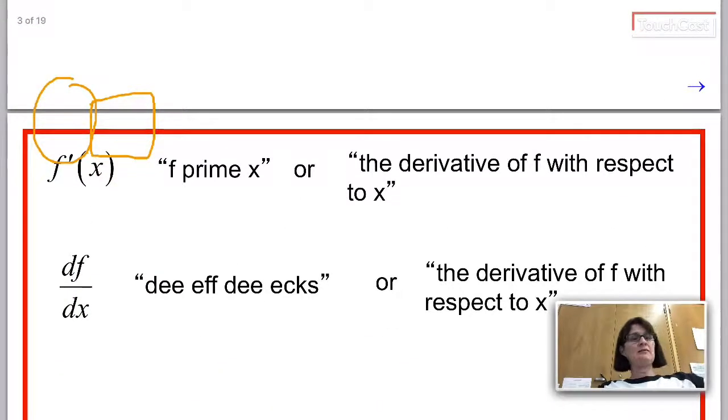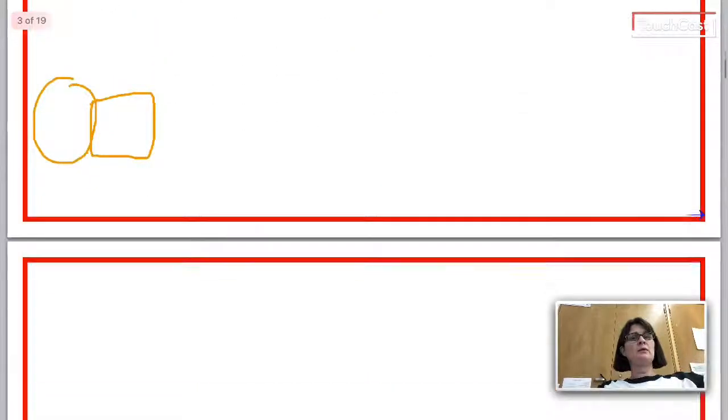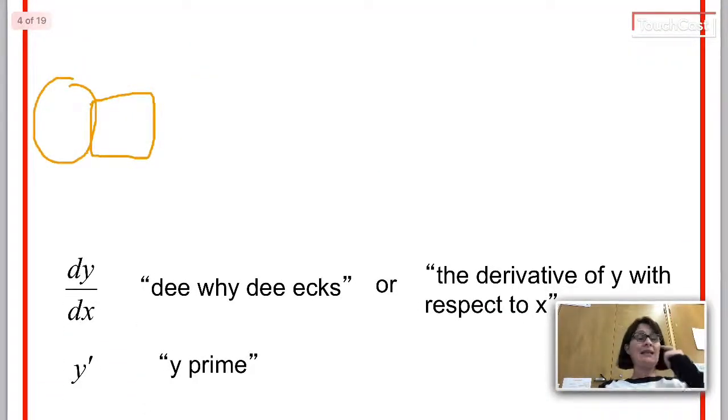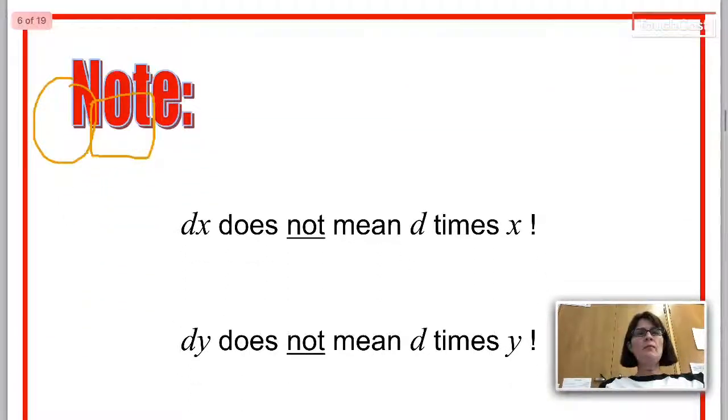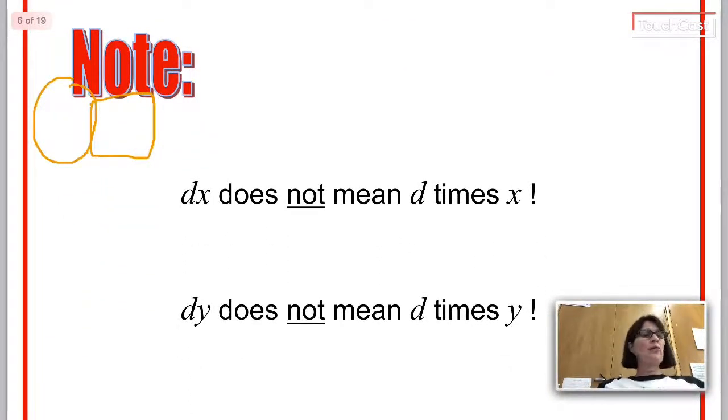but df dx or dy dx, they're an actual name for a derivative. So one is an operator, one is the name. We'll get lots of practice using both. Okay, so we can talk lots more about where this notation comes from.